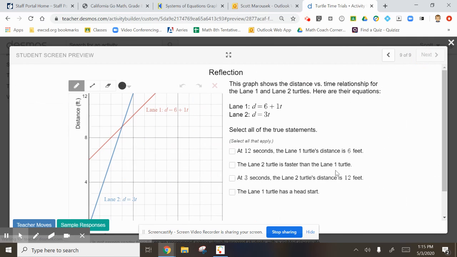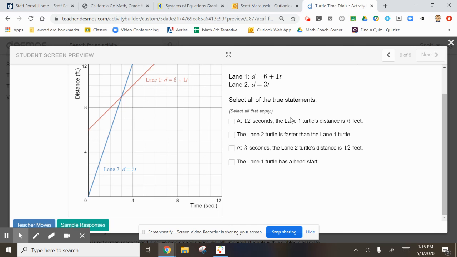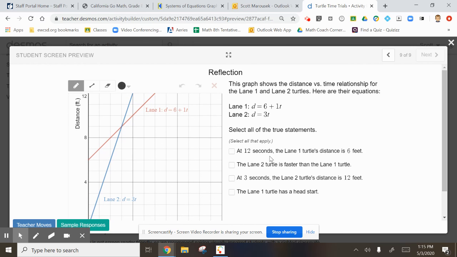And the last slide. It says, this graph shows a distance versus time relationship, lane 1 and lane 2. Here are their equations. We've already been messing with this. I talked about what that 6 meant and how it made a head start. Select all the true statements for this one. At 12 seconds, the lane 1 turtle is distance 6 feet. Where would you put the 12? For lane 1, you would put it for the time. And you do 12 times 1 is 12 plus 6. That would be 18 feet. So that is not true.